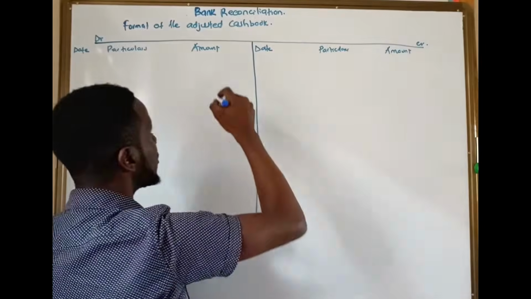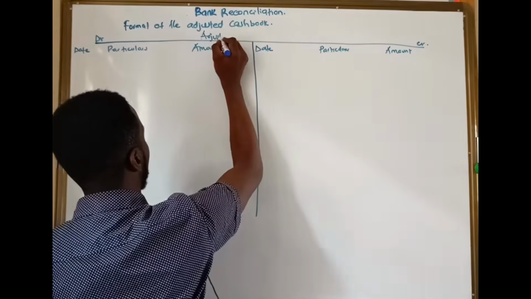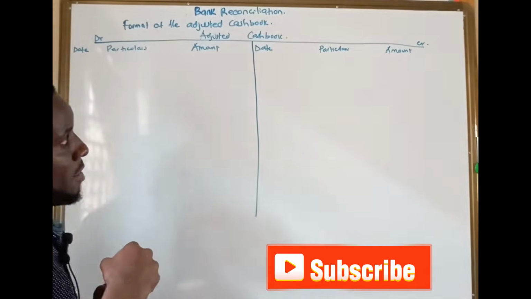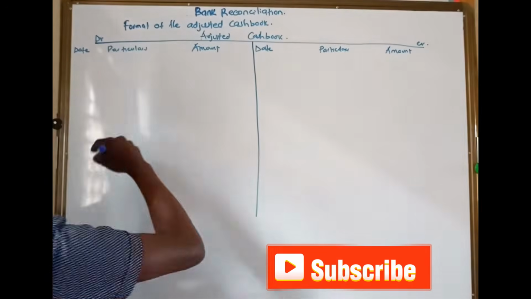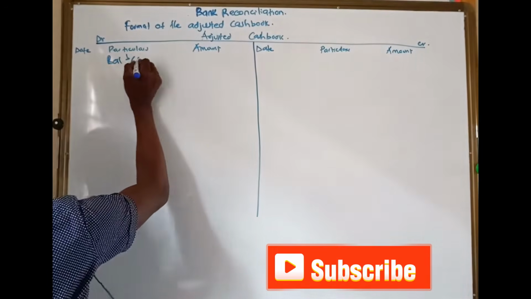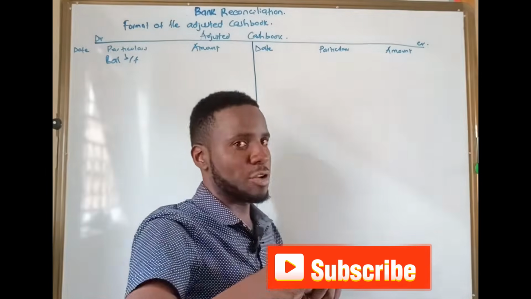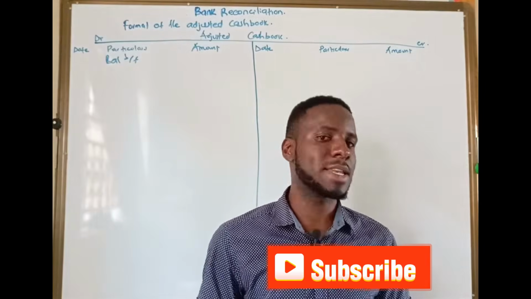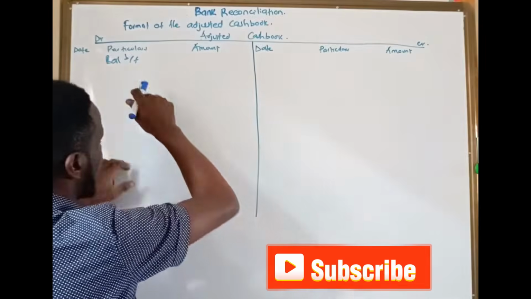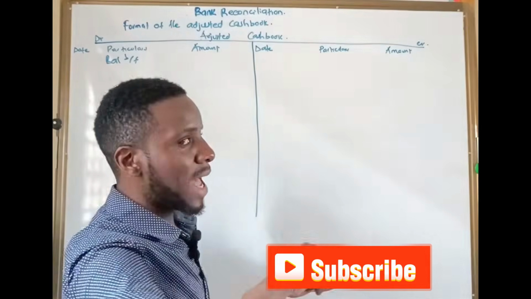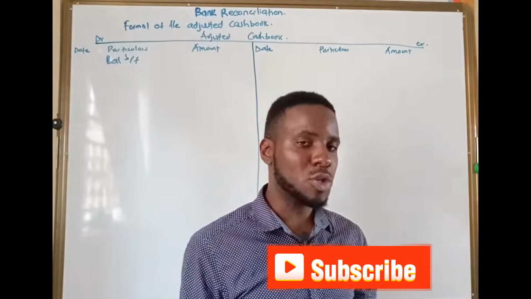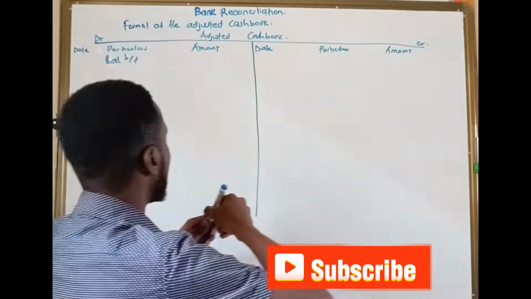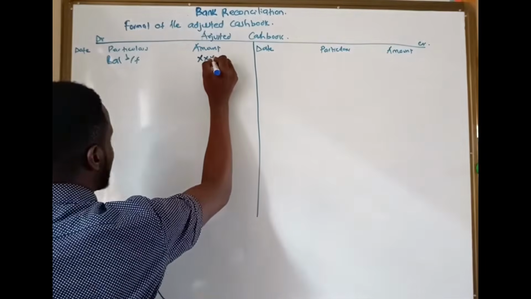Now, how are we going to prepare this, because this is an adjusted cash book? First, we are going to bring the balance brought forward. Remember, they will give you a cash book, and in that cash book there's a balance that you get down as a balance brought down. That balance brought down becomes the balance brought forward in the adjusted cash book. Remember, that's the balance we are supposed to reconcile, the balance that we're supposed to make look like the one on the bank statement. So we bring it and say balance brought forward, and we put it here.